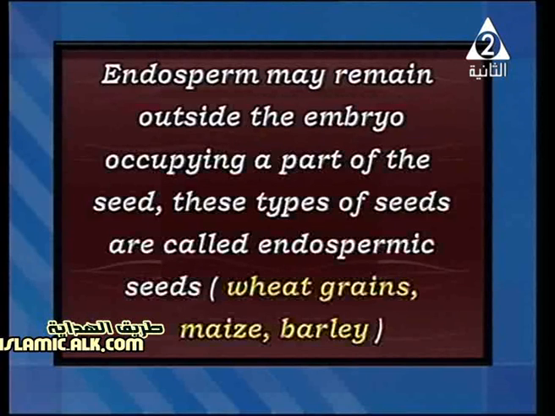But the endosperm may remain outside the embryo, occupying a part of the seed. These types of seed, what do we call them? Endospermic seed, like wheat grains, maize, barley. Most of them are monocots, okay? Like maize and wheat.